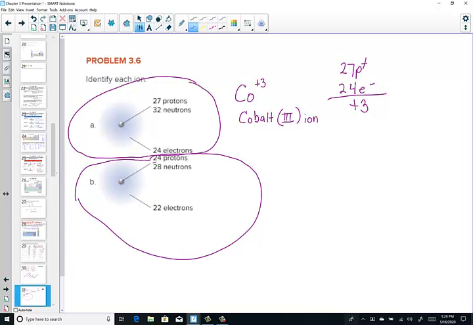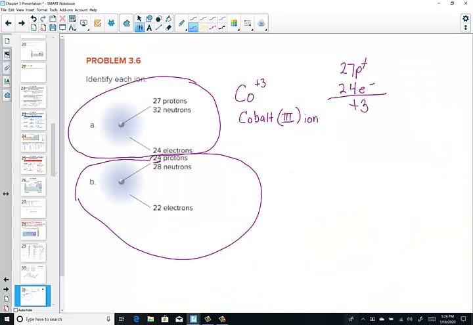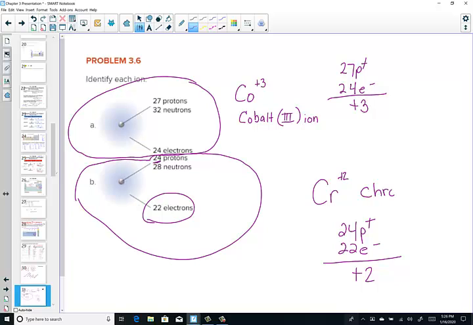Here's another one. Letter B gives us 24 protons. So I've got to find number 24 on the periodic table. That looks like chromium right there, number 24. So I identify the element as being chromium based on the proton number of 24. 24 positive protons being balanced by 22 negative electrons results in a net +2 charge. So this would become the chromium Roman numeral 2 ion. I'm telling you the charge with the Roman numeral.